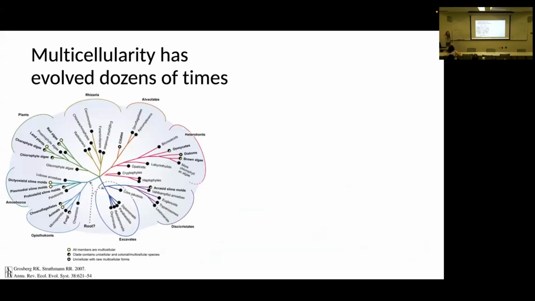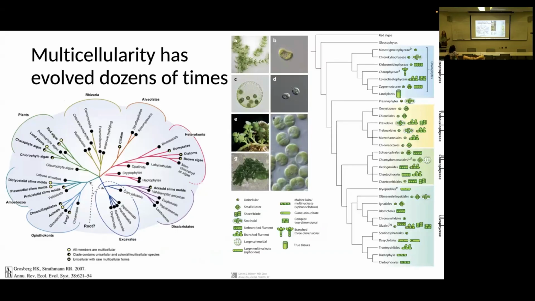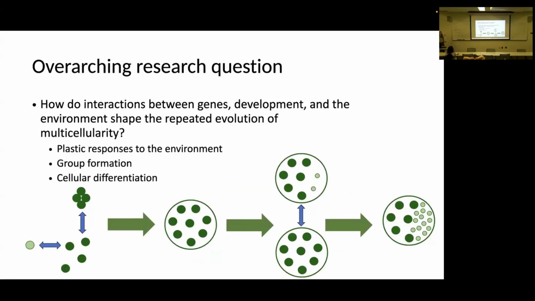Multicellularity has evolved dozens of times across the tree of life, including dozens of times within the green algae alone. So why is this transition so common? And do similar processes underpin repeated instances of multicellular evolution? The processes I'm specifically looking at are interactions between genes, development, and the environment, and how they shape the repeated evolution of multicellularity, examining both group formation and cellular differentiation.